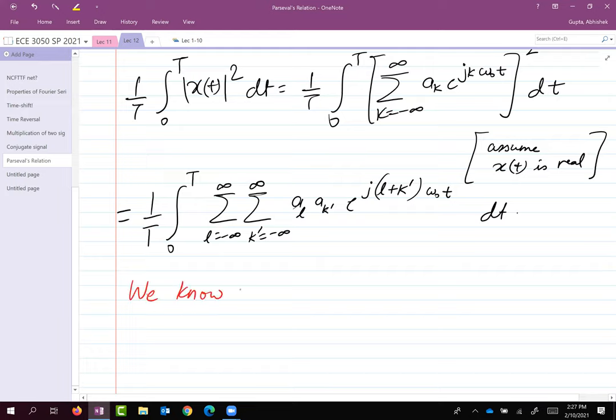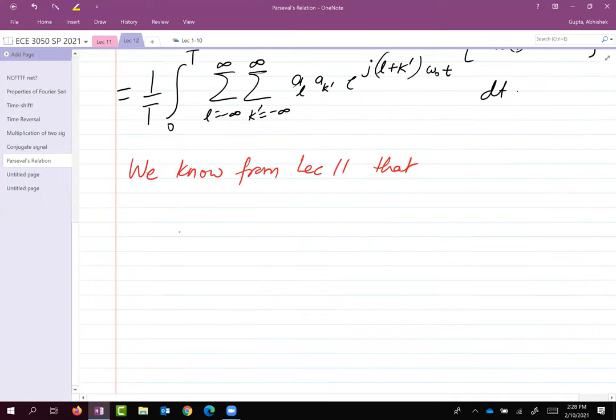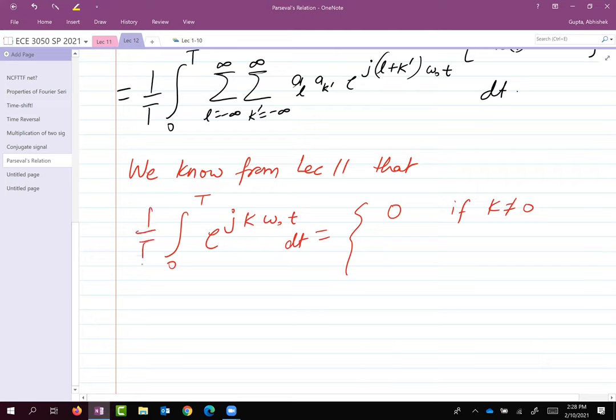We know from lecture 11 that the integral 0 to capital T of e raised to jk omega naught t is equal to 0 if k is not equal to 0, and it's equal to 1 if k equals 0. So this was something that we proved in the previous class, lecture 11.